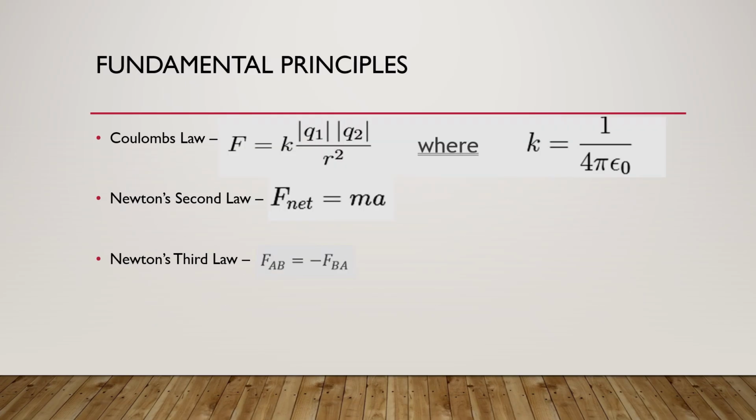And for our fundamental principles, as usual, we have Coulomb's law, which is the electric force equals K times Q1 times Q2 over R squared, where our K constant is 1 over 4 pi epsilon naught, and Newton's second law, F net equals ma, and Newton's third law, the force A exerts on B equals minus the force B exerts on A.